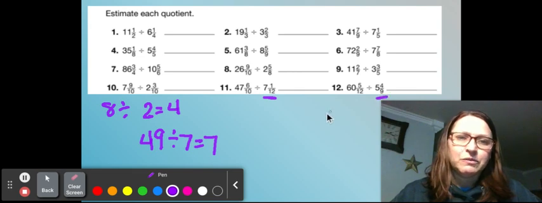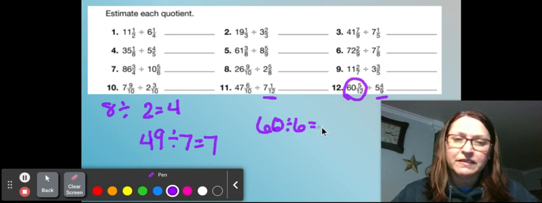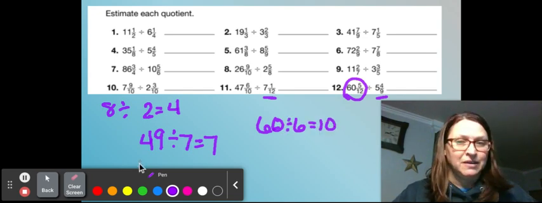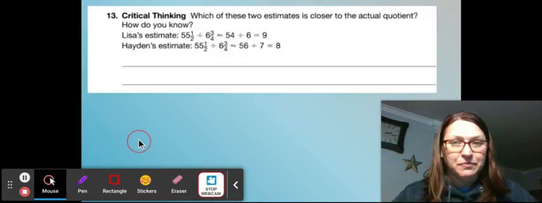And let's look at this last one. 5 and 4/9 is close to 6. What does 6 go into that's close to 60? Well, 6 times 10 is 60. So 60 divided by 6 equals 10. Great job. Let's go to the next problem.